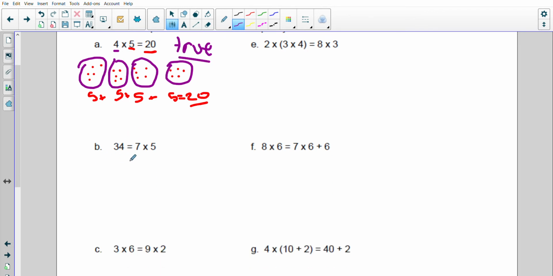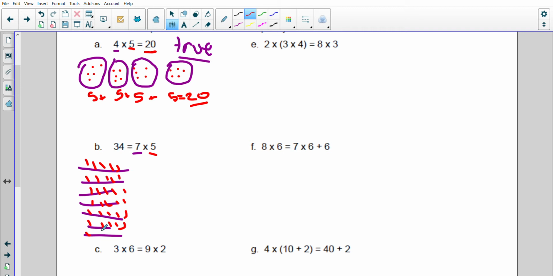All right, down for B. So 34 equals 7 times 5. So again, we're going to rely on our handy dandy models, and we're going to take a look. So I know I have 7 groups or 7 rows. 1, 2, 3, 4, 5, 6, 7. I'm going to put 5 in each of those rows. 1, 2, 3, 4, 5, in each row. All right, so now I'm going to count it.